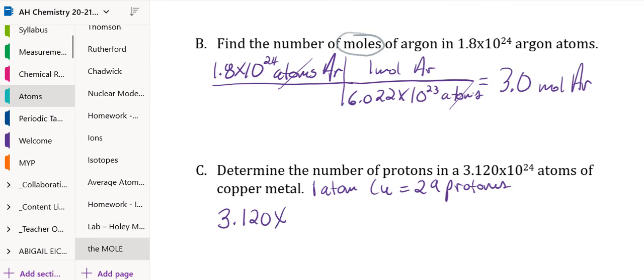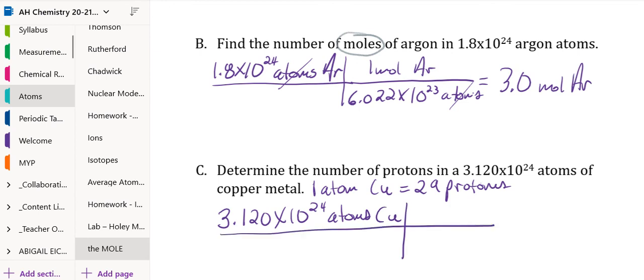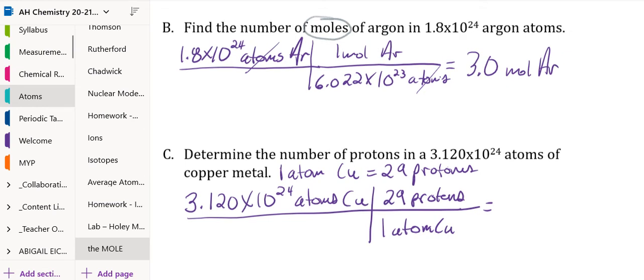Start with the given, 3.120 times 10 to the 20. Yep. So then I'm going to put 1 atom of copper on the bottom to cancel it out, and 29 protons at the top. Okay. So you work it out. What did we get? 9.048 times 10 to the what? 5th. Good.